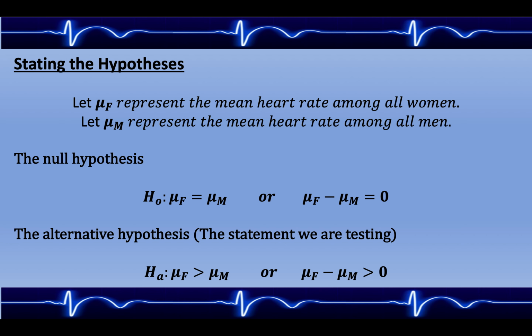So let mu sub f represent the mean heart rate among all women, and let mu sub m represent the mean heart rate among all men. The null hypothesis should be the statement that the two are equal, or that the difference is equal to 0. The alternative hypothesis, this is the one that we hope to prove, this is the statement that we are testing, is that the mean heart rate amongst women is greater than the mean heart rate amongst men, or that the difference is greater than 0.